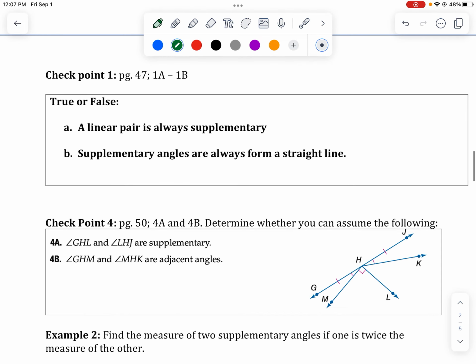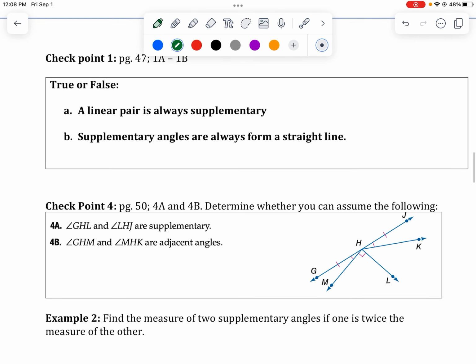And let's go to checkpoint 1 when you're done. And if I'm ever going too fast, just pause the video, finish that problem, unpause, check your work, and we can move on. So true or false, a linear pair is always supplementary, and supplementary angles always, that's weird grammar, always form a straight line.